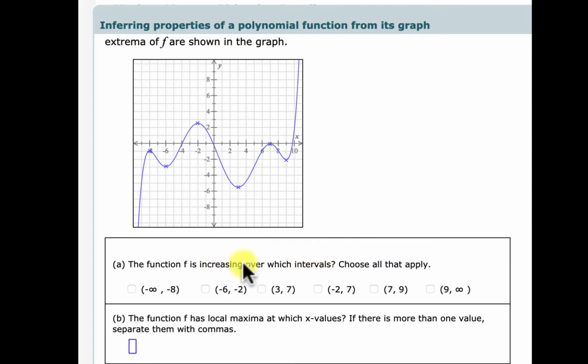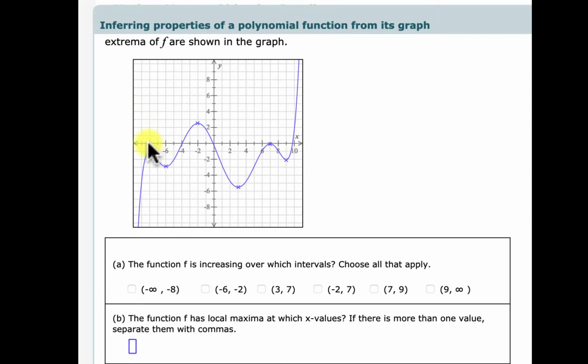So it's asking for the location where the function is increasing. The locations are the x values. So this question is asking for which pieces of the domain the y values are increasing. I start from the far left, and I just keep track of where it's increasing and decreasing. So I know that on this piece it's increasing, on this piece it's decreasing. It's increasing, decreasing, increasing, decreasing, increasing, right?